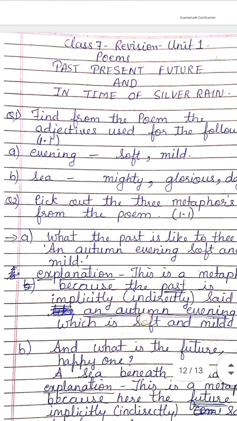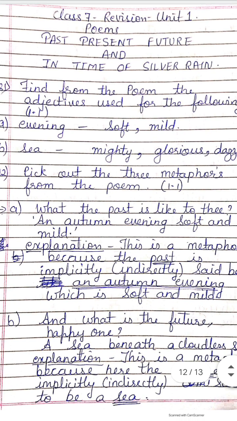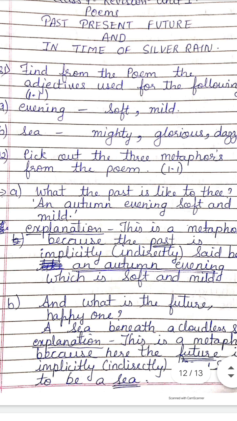Now this is the revision of two poems, Past, Present, Future and In Time of Silver Rain. This is the revision I have taken from the poems. Only the grammatical part I have taken, not the prose, like not the question answers of prose. So only the grammar part I have taken. And at the end of each question I have mentioned whether it is 1.1 or 1.3. So 1.1 is your Past, Present, Future poem, and 1.3 is your In Time of Silver Rain.